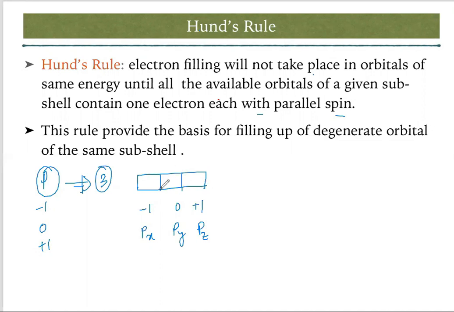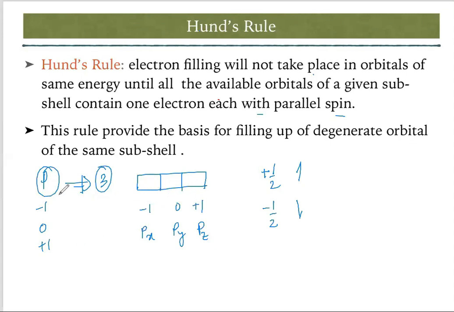So filling of electrons in the boxes can be represented with a half arrow. How is it a half arrow? You see, if plus half is there, instead of plus half you just write an upward arrow, and minus half will be a downward arrow. Okay. So until all the available orbitals of a given subshell contain one electron each with parallel spin, see the meaning, whenever you are filling electrons in these boxes.